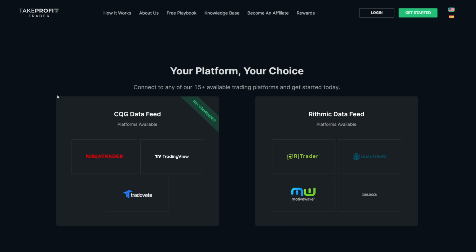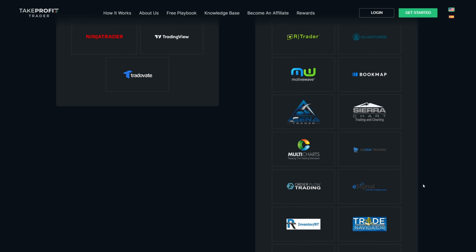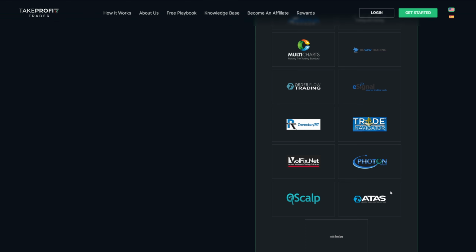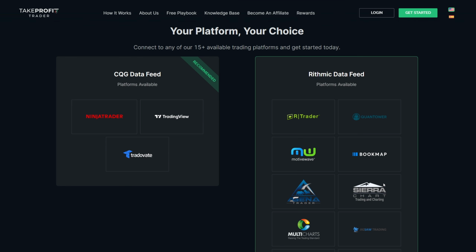So now let's go ahead and talk about the first pro out here. If we look at the platform choices we have with Take Profit Trader, if you use CQG data, we have NinjaTrader, TradingView, and Trade8. If you'd rather trade with Rhythmic Data Feed, we have RTrader Pro, Quant Tower, Motive Wave, where you can select right here where it says see more. We got Bookmap, Sierra Chart, Multi-Charts, and a whole lot of other platforms out there as well. So with Take Profit Trader, there are a lot of platforms that we have to choose from.